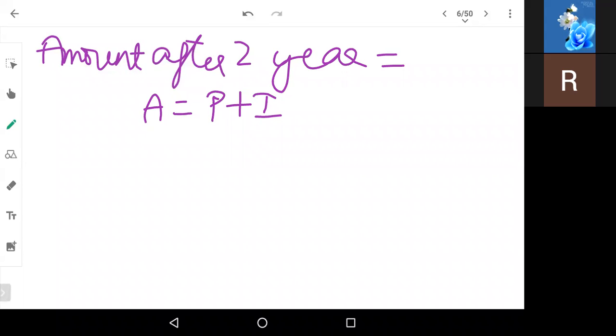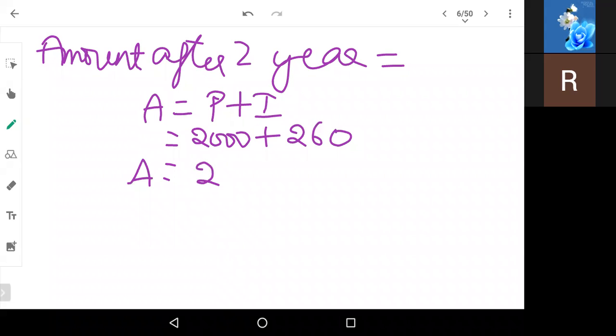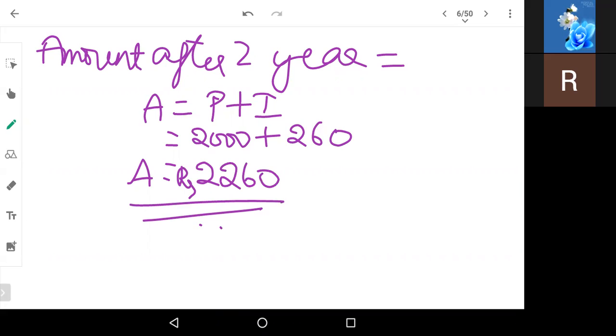Today you are depositing 2,000 rupees. After 2 years, how much will you get? We are not asking interest only. We are asking the principal plus interest. And that 260 rupees is for 2 years. The interest is for 2 years. Okay. So principal is 2,000 plus interest is 260. Therefore, amount is equal to rupees 2,260 will be the balance after 2 years.